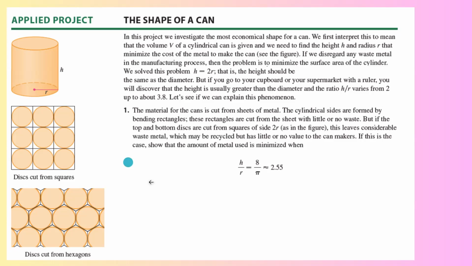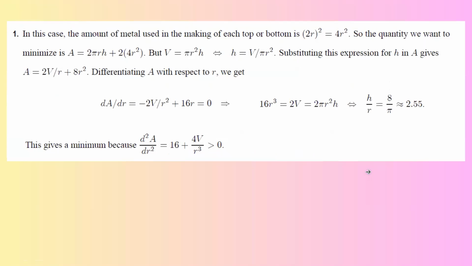In this case, show that the amount of metal used is minimized when the ratio of height to radius is 8/pi, or about 2.55. Let's go over the solution together.